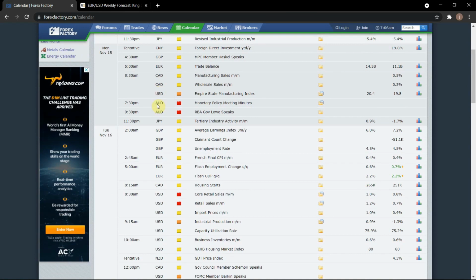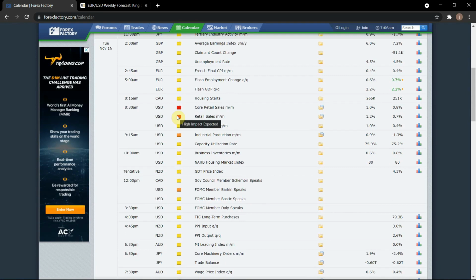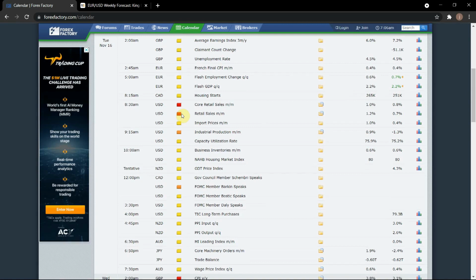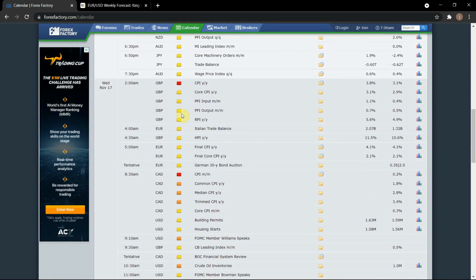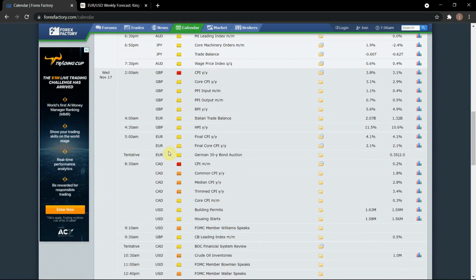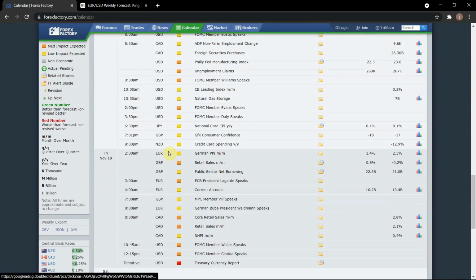So you can see the Australian dollar on Monday by 7:30 p.m. we're having high impact news. We have the USD on Tuesday by 8 a.m. having its high impact news, and on Wednesday you have GBP by 2 a.m. being impacted. So you could take a good time to go through that.